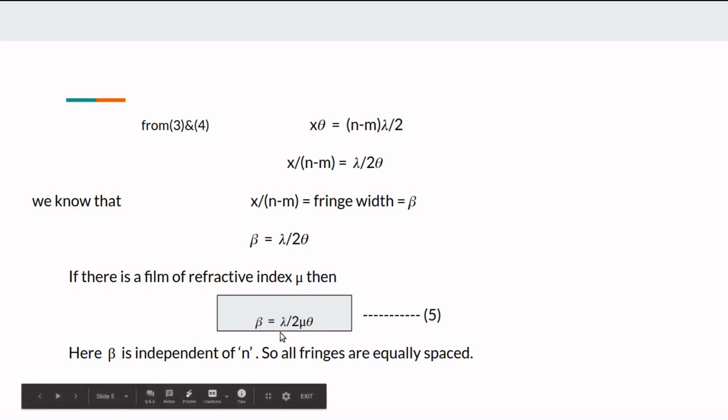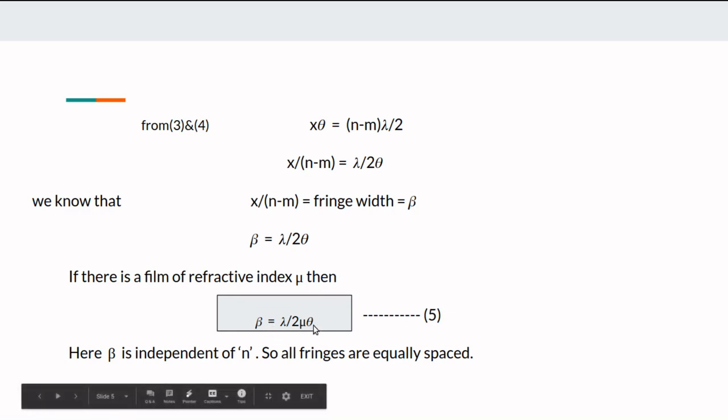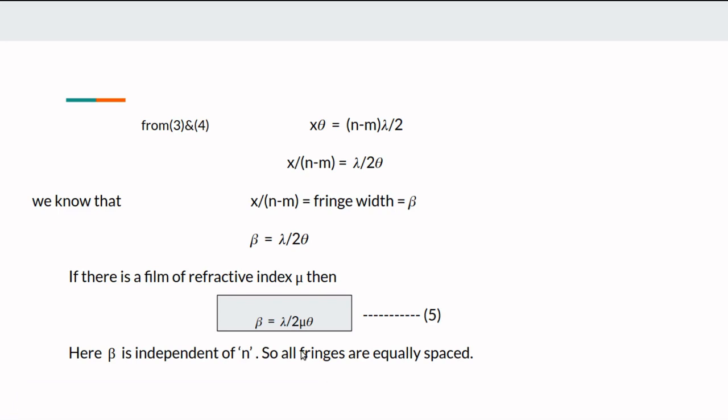If you observe this equation, beta depends upon lambda, the angle of the wedge, and the refractive index. In general, in laboratories, air is taken, then mu is equal to 1. So beta depends upon lambda and theta, but there is no n in this expression. That means beta is independent of n, and it does not depend upon the number of the fringe. So all fringes are equally spaced. If it depended upon n, different places would have different fringe widths, but beta is independent of n, so all fringes are equally spaced. That is about interference fringes formed by a wedge film and the expression for fringe width in the case of a wedge film.